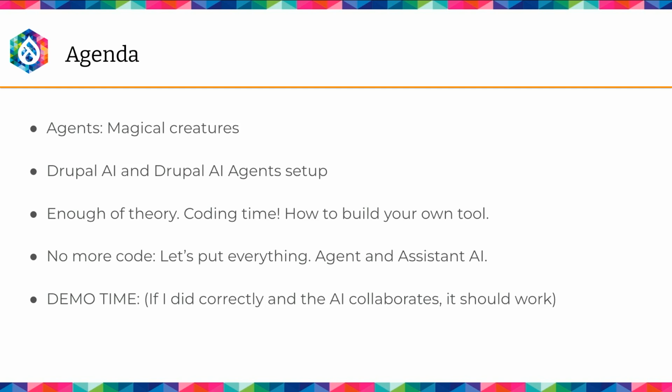So today we're going to talk about agents, so these magical creatures that can do anything. We're going to see how we can integrate them using the Drupal AI module and the AI agents. Then, after all the theory, we'll start to see some code. So we'll actually build 3 tools, and then they will be assigned to an agent and then to an assistant API, and then we'll use the chatbot to give an interface to the user. And if everything works correctly, then we should see the demo.